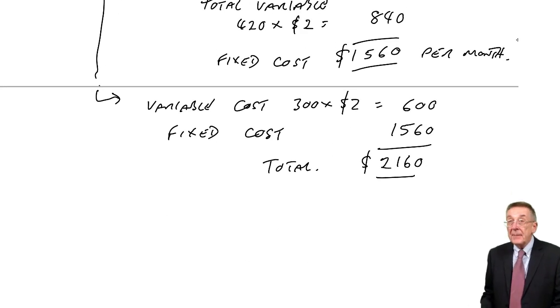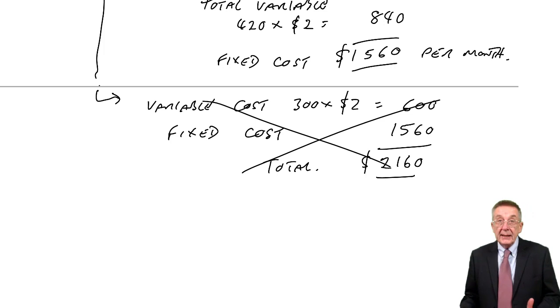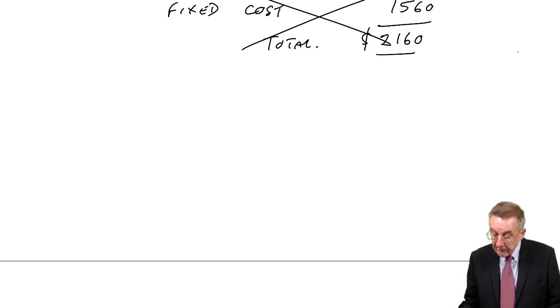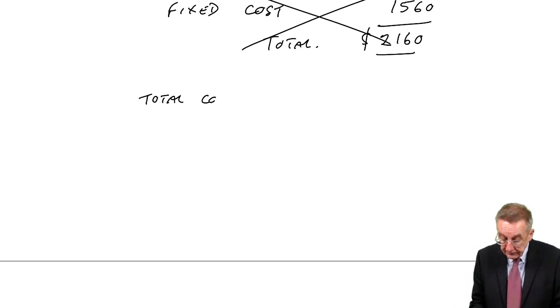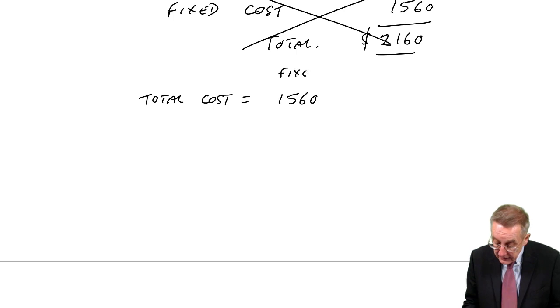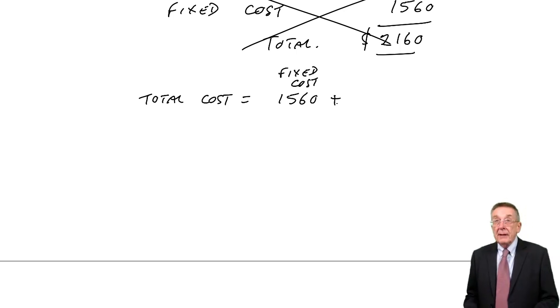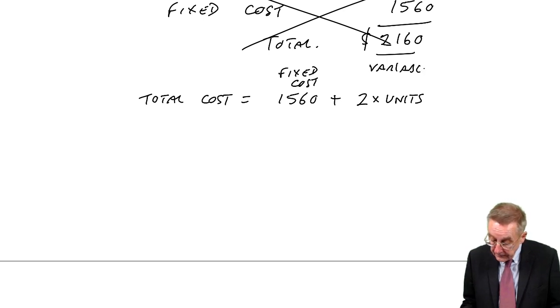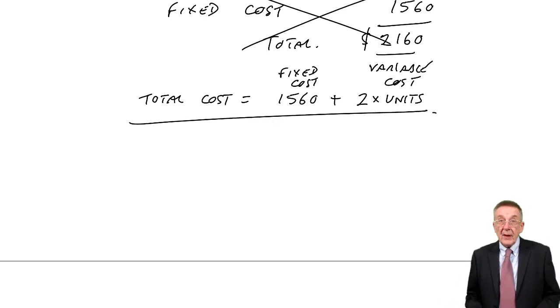The low was 2160. But as I said a minute ago, don't waste time checking in the exam. Be confident. We've got the variable, we've got the fixed. And although it doesn't ask for it here, we could write down a little equation, could we not? That for any month, the total cost will be equal to 1560, the fixed cost, plus $2 per unit, so 2 times the number of units. That is the variable cost. No problem.